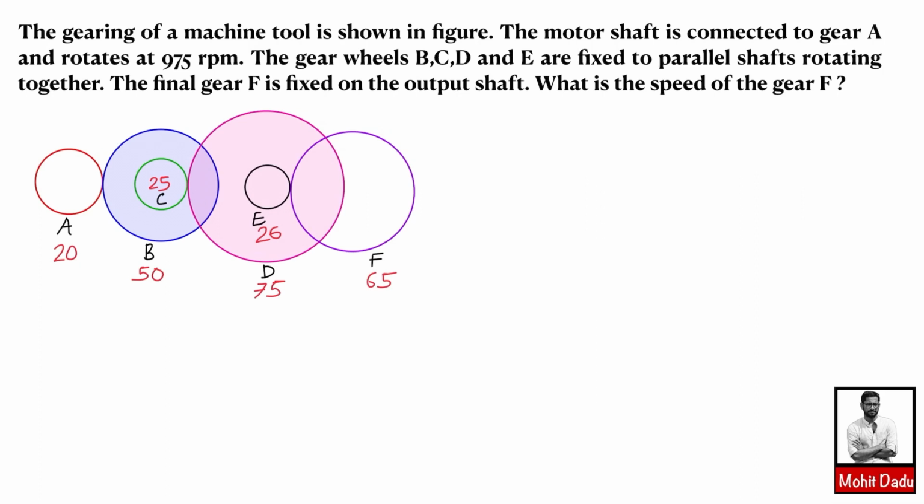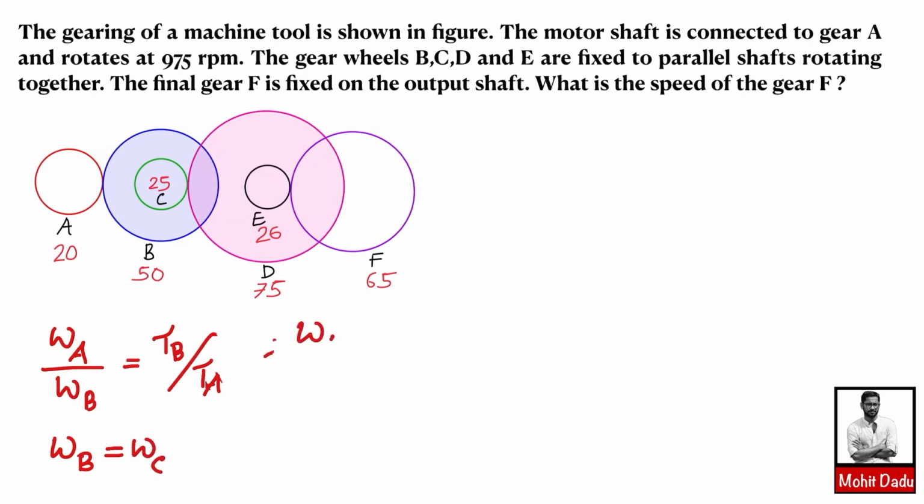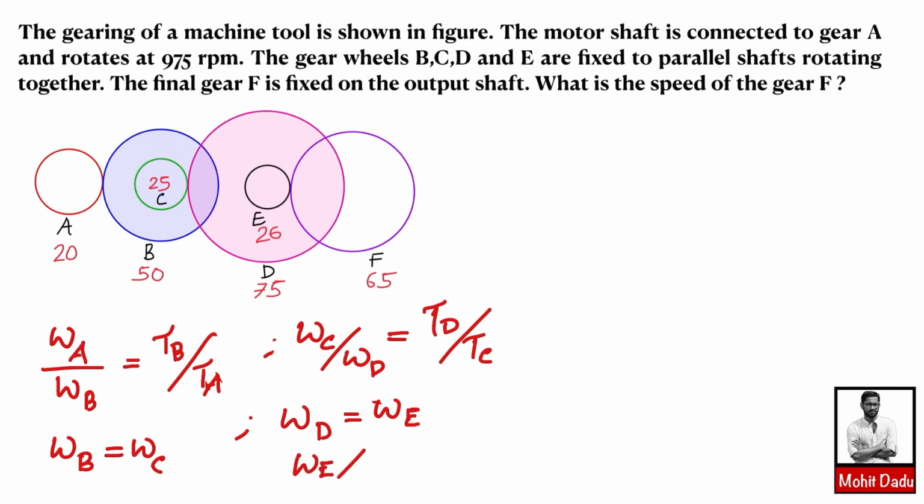Gears A and B are in mesh, so you can write omega A divided by omega B equal to the number of teeth TB divided by TA. B and C are on the same shaft, so omega B equals omega C. C and D are in mesh, so omega C by omega D is equal to TD divided by TC. D and E are on the same shaft, so omega D equals omega E. Finally, E and F are in mesh, so omega E by omega F is equal to TF divided by TE.